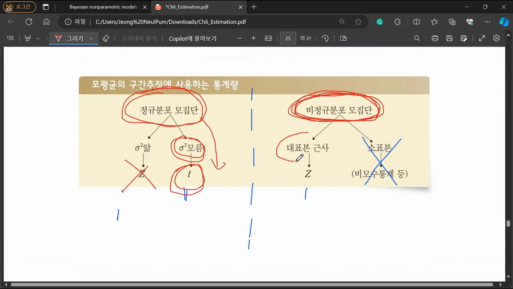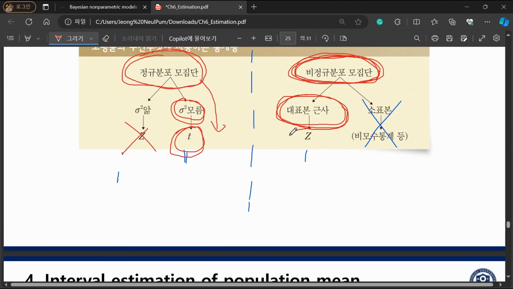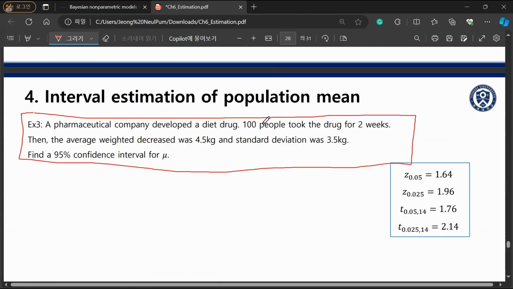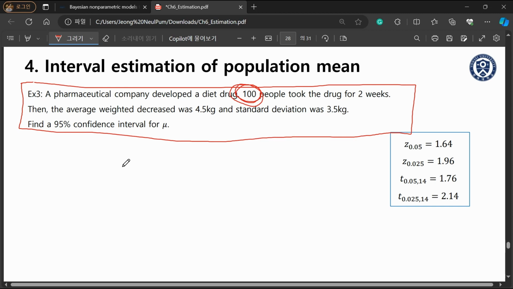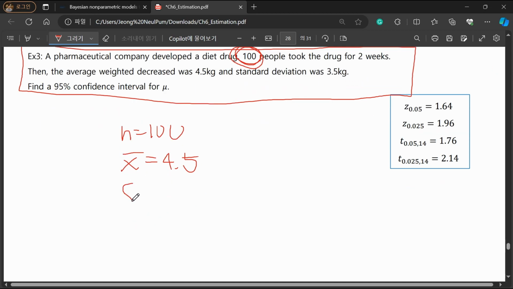However, if the sample size is big enough to get the CLT, central limit theorem, we can still use the normal distribution again. Because the sample size is so big that we can use the central limit theorem, it means that we can use the normal distribution again. So sample size is 100, sample mean is 4.5, and S is 3.5, and we want to get the 95% confidence interval now.